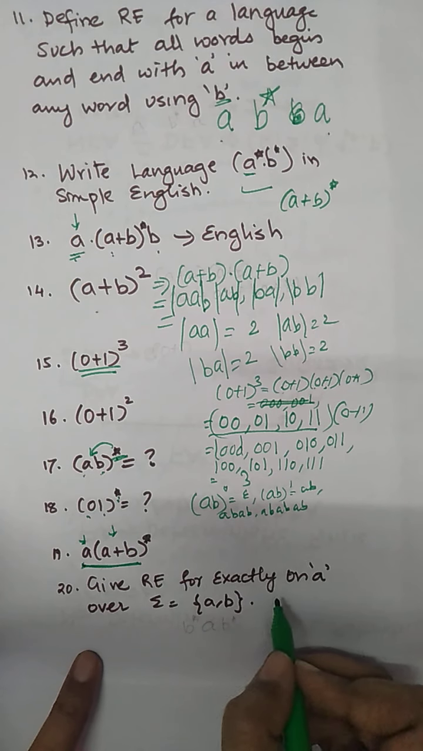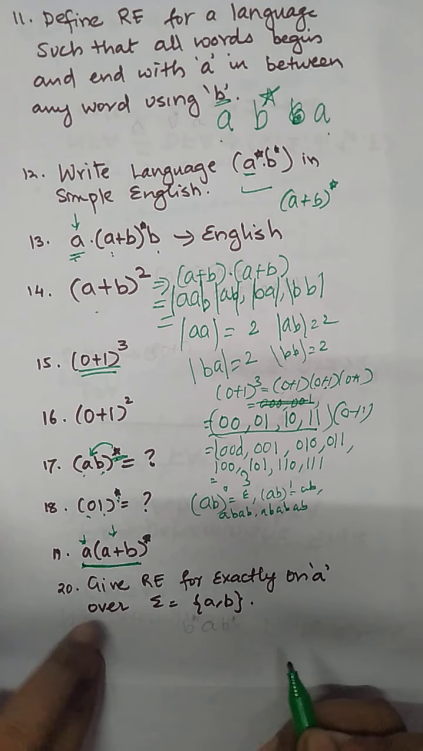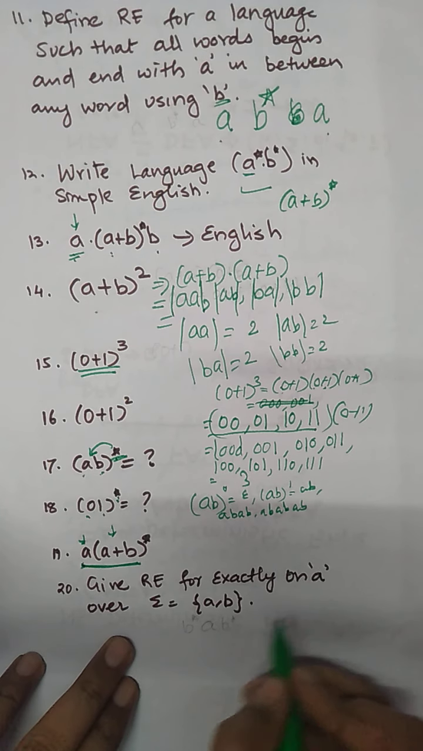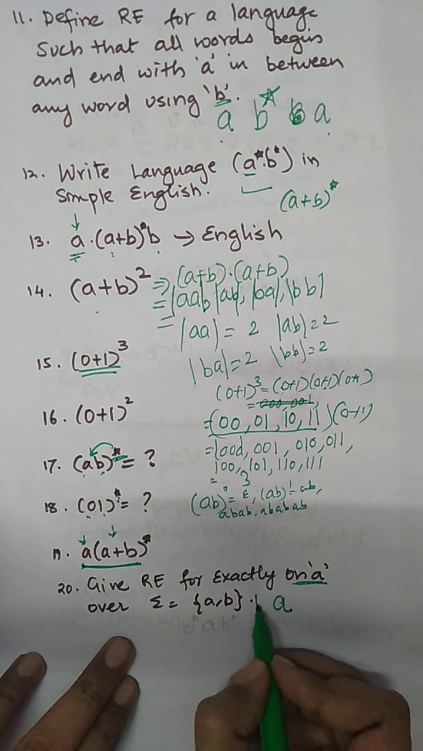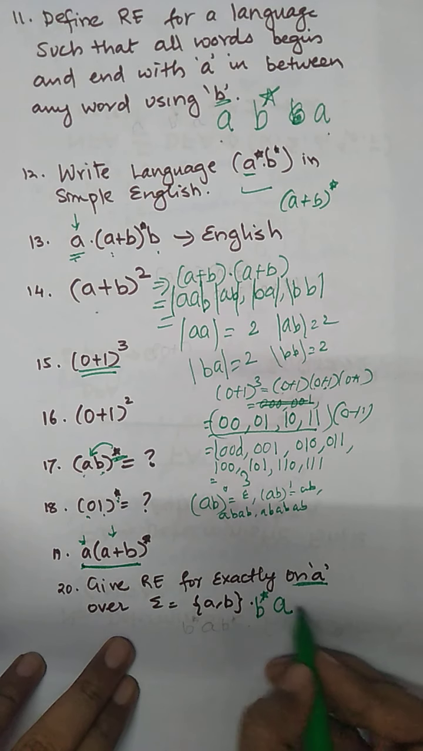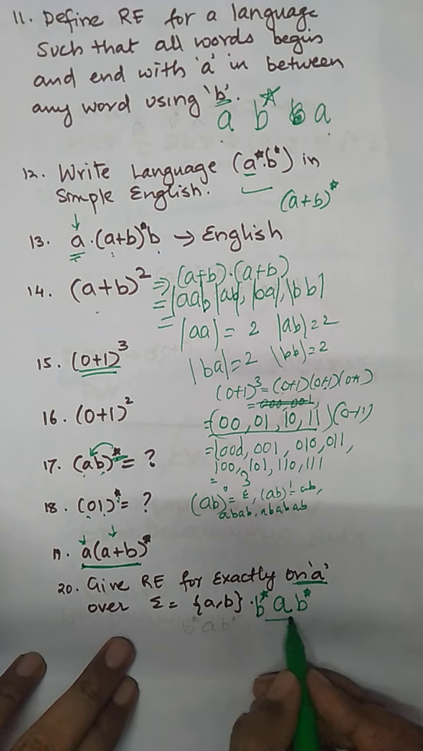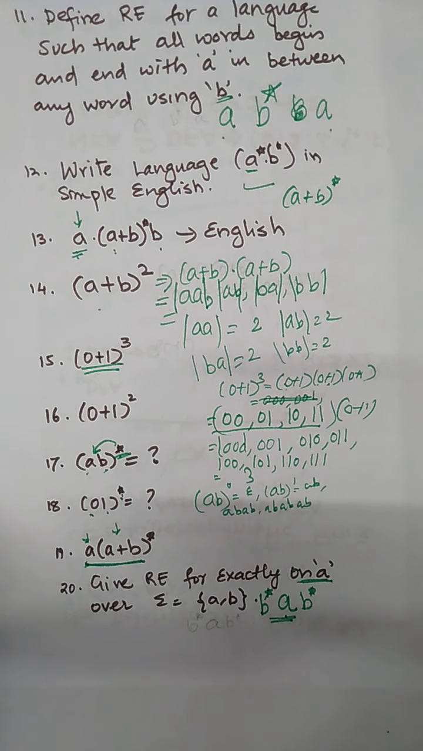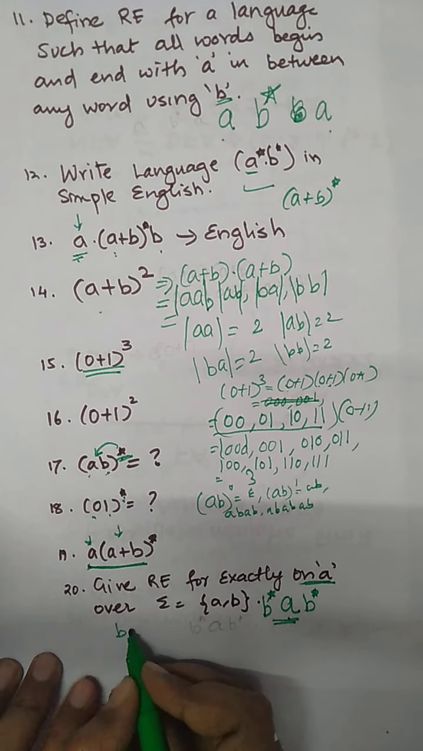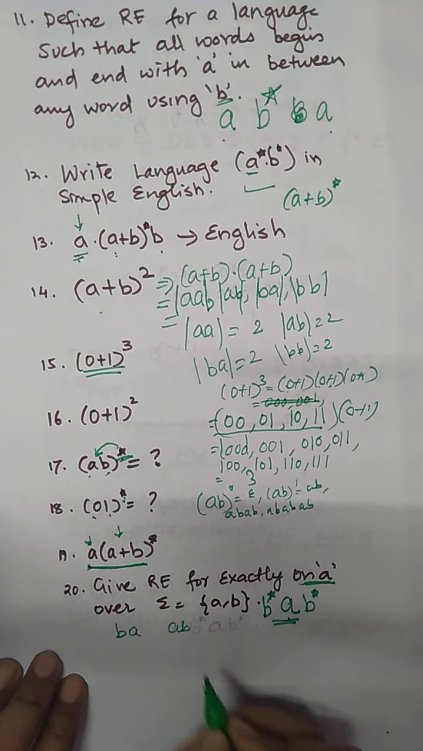Now give a regular expression for exactly 1 a over sigma equal to a, b. Now here, exactly 1 a, so a single a. What about b? b we have to ignore. So exactly a single a will have a single a. And what about the position of b? The position of b, we can have this kind of string also. I can have this kind of string also.